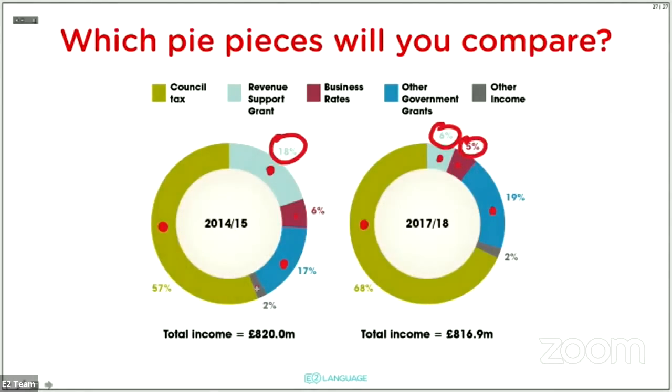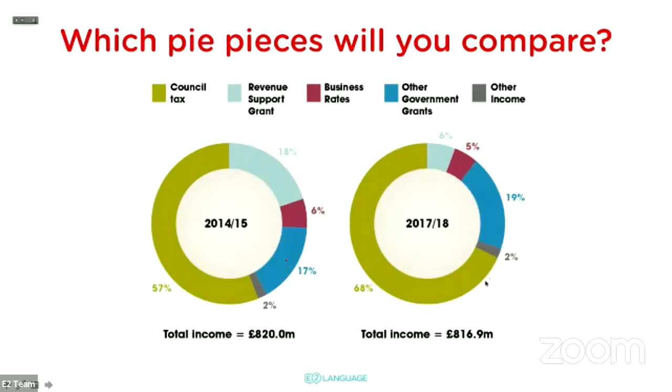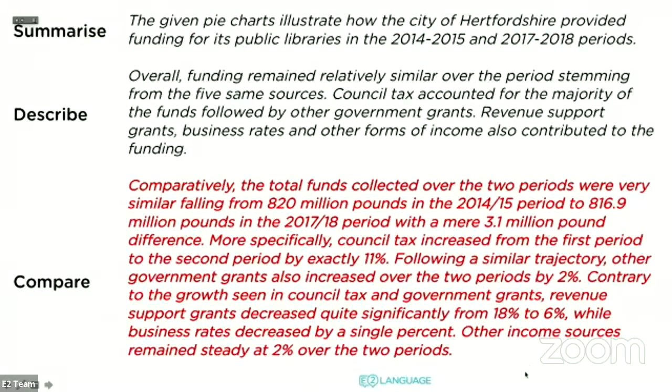And what happened here with other income? Well, in fact, it remained the same at 2%. So let's have a look. I'm just going to read you mine so you get an idea of what it means to include data, to include percentages and numbers. I said, comparatively, the total funds collected over the 2 periods were very similar, falling from £820 million in the 2014-15 period to £816.9 million in the 2017-18 period, with a mere £3.1 million difference.